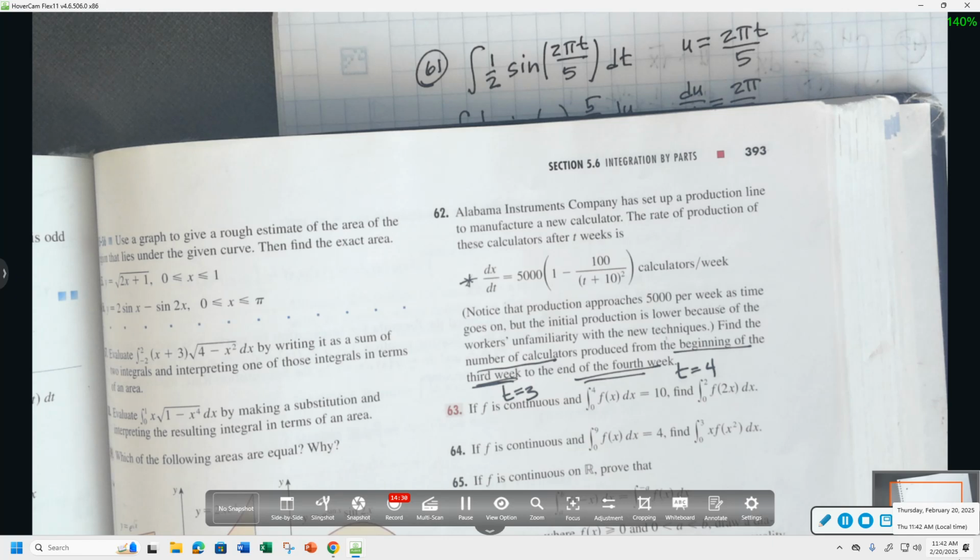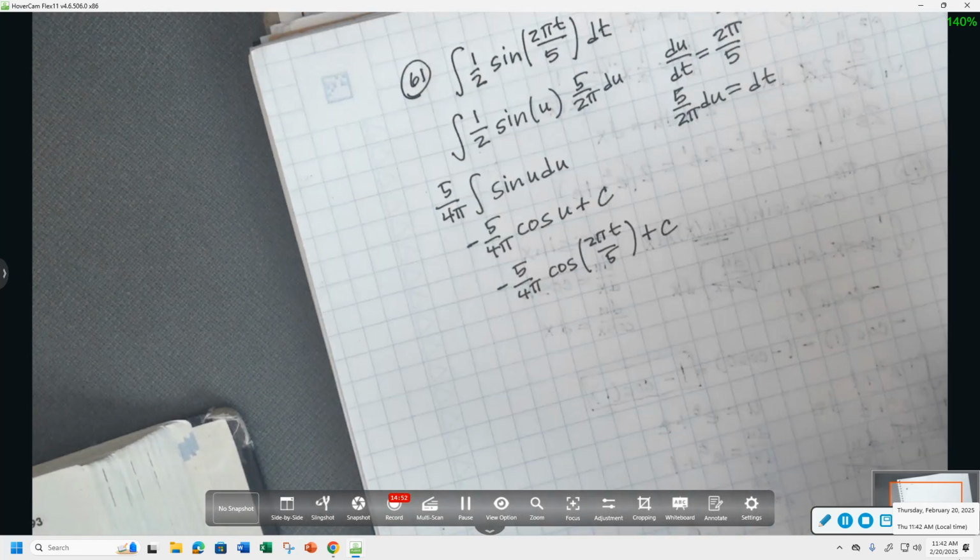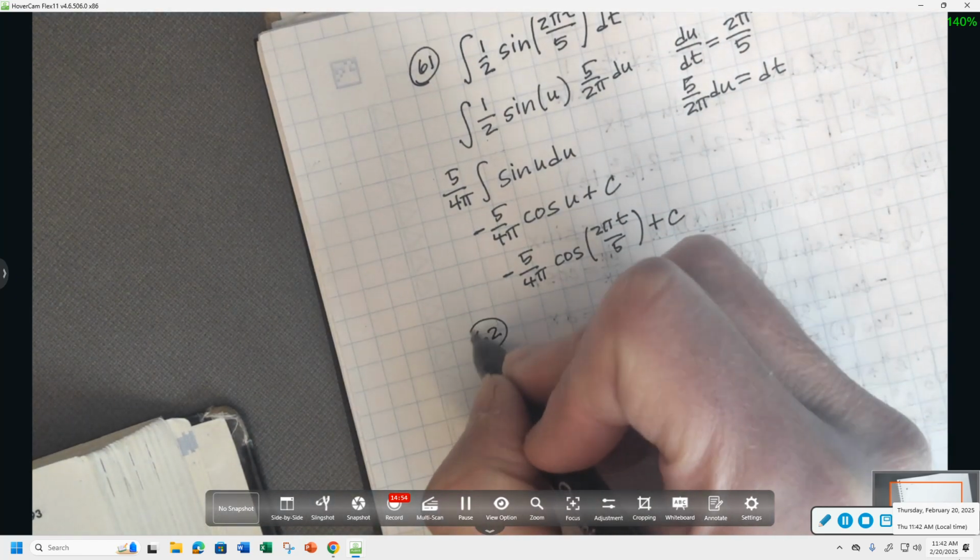This is the rate of production here, and it's after t weeks. 2 to 4, 3 to 4, 3 to 5? What would you go with? Oh, that's a legitimate question. I don't know. How would you think we should set this up? 3 to 4? Let's stay with 3 to 4. All right. Sure. 3 to 4.